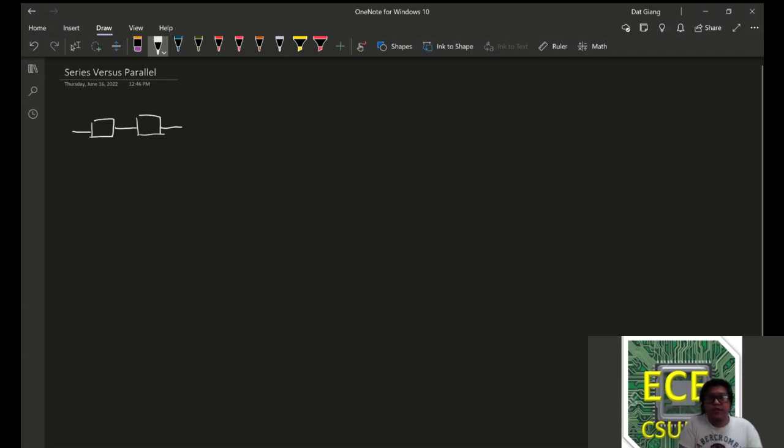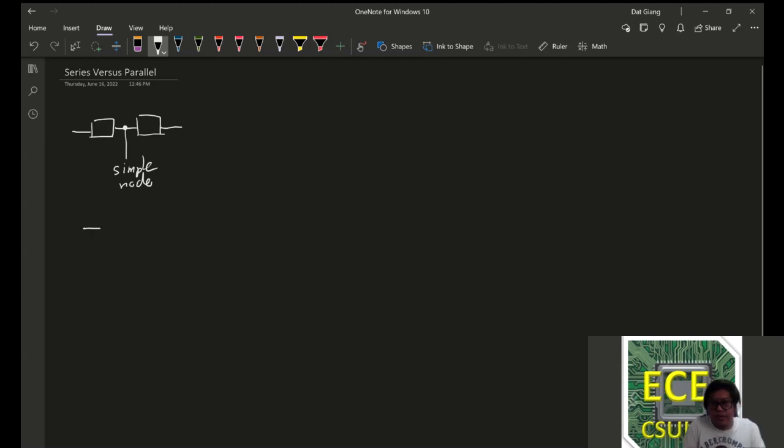Now, series implies that you can find a simple node in between two elements. So here, I can find a simple node in between two elements. And as such, relative to this branch, they would be considered to be connected in series.